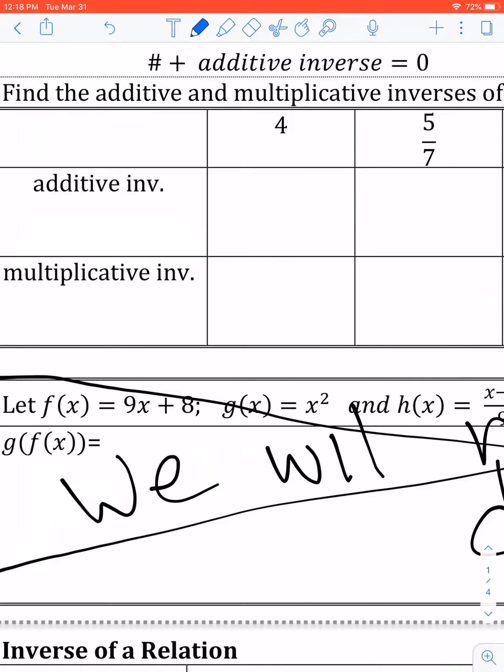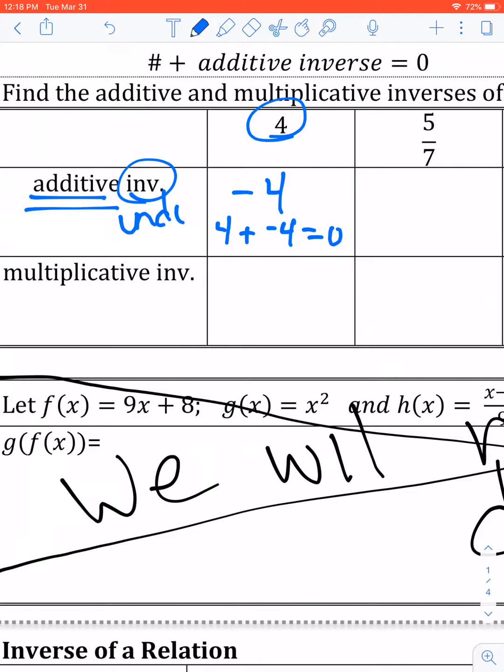Why? Well, if I give you the number 4, and I ask you, with respect to addition, how do you undo 4? You would subtract 4, because 4 plus a negative 4 gives me 0. This is what we mean by additive inverse. Another word for inverse is to undo.